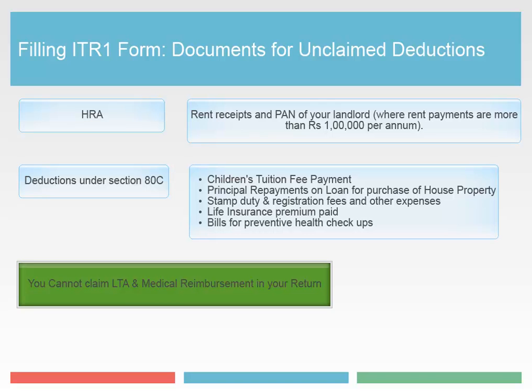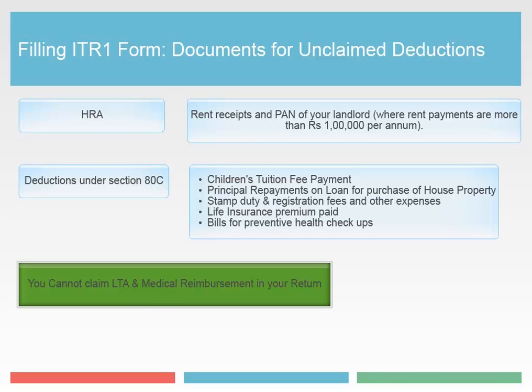You can claim some exemptions and deductions, if you haven't claimed, even though you are past the deadline of tax proof submission of your employer. If you forgot to submit rent receipts to your employer on time, you can claim deduction on HRA at the time of filing your return. All you need is your rent receipts and PAN of your landlord.